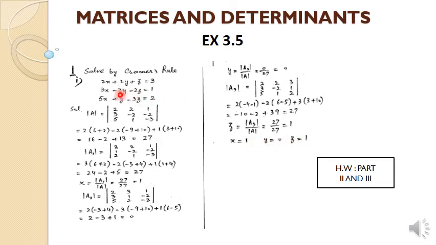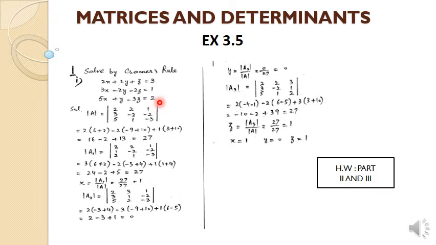So student, suppose x equals 1, y equals 0 and z equals 1. If we put x equals 1 we get 2. If we put y equals 0, the whole term becomes 0, and z equals 1. So 2 plus 1 is 3, see it is verified. And similarly 3 into 1 is 3, this term becomes 0, and minus 2 into z equals 1, so minus 2 into 1 is minus 2. So 3 minus 2 equals 1. Similarly student, last row, 5 into 1 is 5 and y equals 0, then this term becomes 0, and minus 3 into 1 is minus 3.